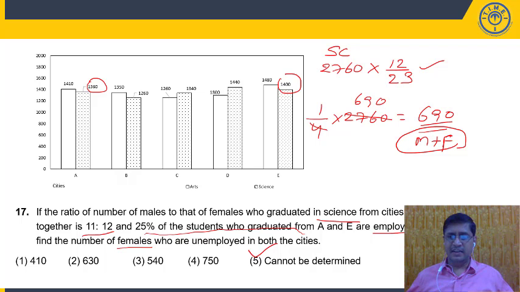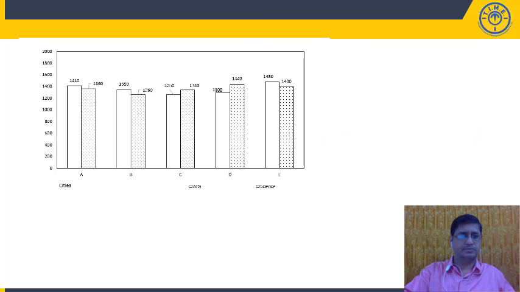So what is that? Employed is given. So unemployed means remaining. Remaining is 3 times this value. In that, how many are female, how many are male? We don't know. Without knowing that number, it is not possible to answer. Right choice, option 5, cannot be determined.